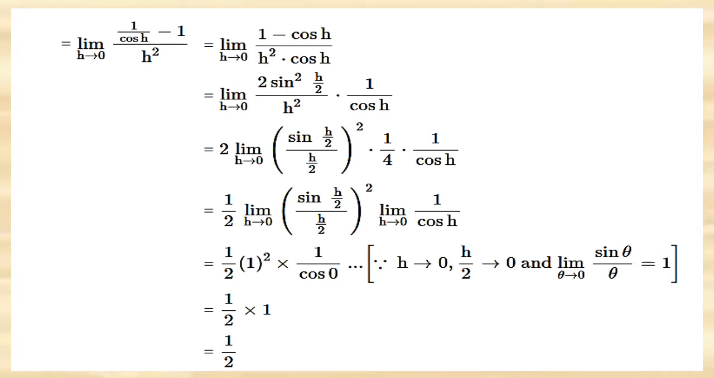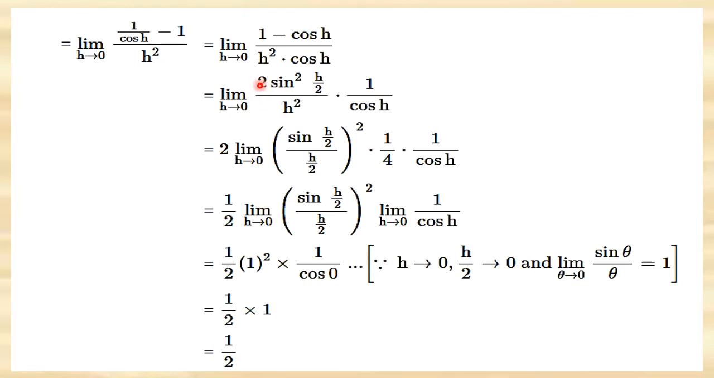Here sec h is equal to 1 upon cos h, and the limit h tends to 0 of (1 upon cos h minus 1) upon h square is equal to limit h tends to 0 of (1 minus cos h) upon (h square into cos h). That is, here we will cross multiply, then cos h will be in the denominator along with h square. Now limit h tends to 0, 1 minus cos h is 2 sin square h by 2. That is, in trigonometry we learned this. So 2 into sin square h by 2 upon h square, into 1 by cos h taken separately.